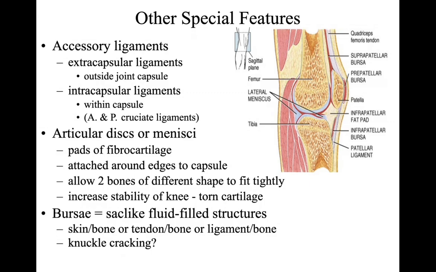So the bursae are sac-like fluid-filled structures. This is going to be used when you've got skin or bone, or tendon and bone, or ligament and bone potentially rubbing. One of the things people often ask is, is cracking your knuckles bad for you? At this point, there is no evidence that it causes arthritis. It may annoy people around you, but because they're not a weight-bearing joint, we don't see any arthritis that goes with them. There can be other things that could cause arthritis there, but that doesn't seem to have an increase with people who crack their knuckles.